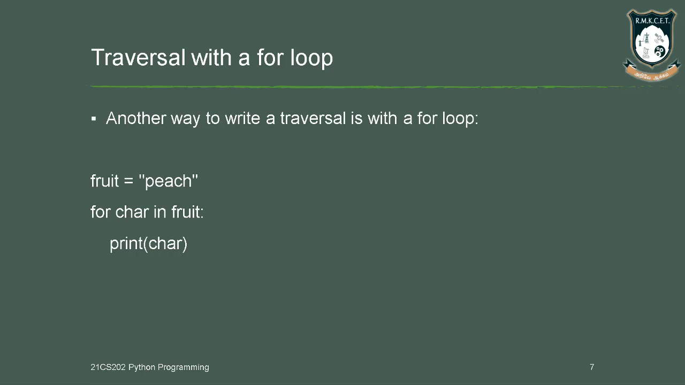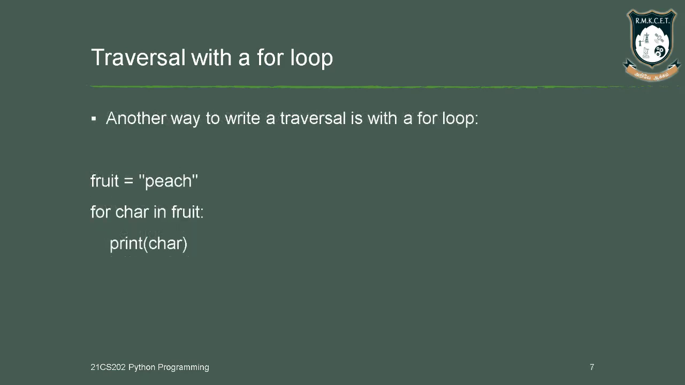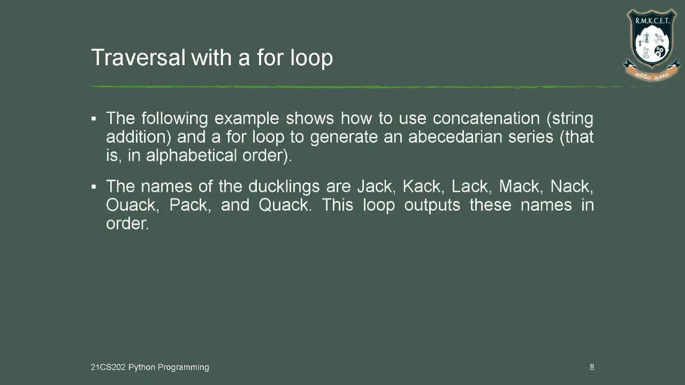That is the difference between the while loop and the for loop. In case of the while loop you have to mention the index and then increment the index and so on, but in case of the for loop that is not needed. The characters are taken from the string and directly printed. Next we are going to see an example.